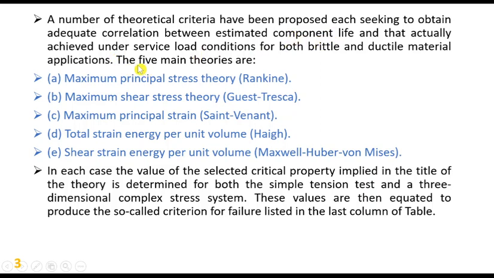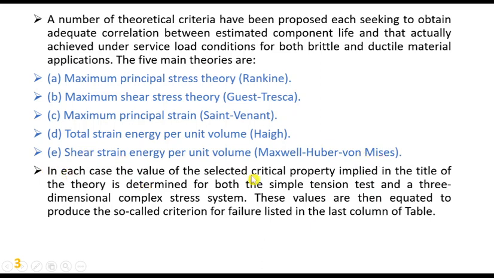Again, same thing. The 5 main theories are maximum principal stress theory or Rankine theory, maximum shear stress theory or Guest or Tresca theory, maximum principal strain theory or Saint-Venant theory, total strain energy per unit volume or Haigh theory, and shear strain energy per unit volume or Maxwell-Huber or von Mises theory.